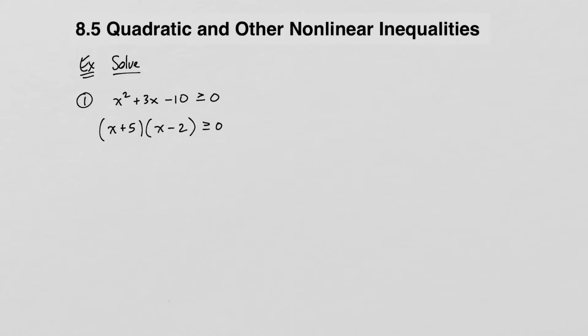So now, for the equal to part of this inequality, we know that x would be equal to negative 5 or x would be equal to 2. These are the solutions to the equation, but when you're solving an inequality, we call these the critical numbers.